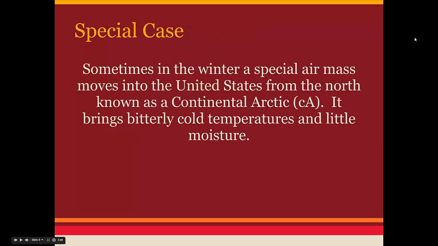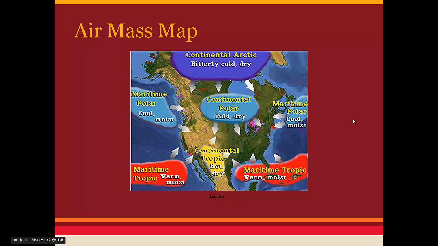Sometimes there's one exception, and that will be what's called a continental Arctic. And this, again, forms over land way north in the northern parts of Canada, but it's Arctic, which means it's much colder than the polar. So it brings very bitterly cold temperatures and hardly any moisture.